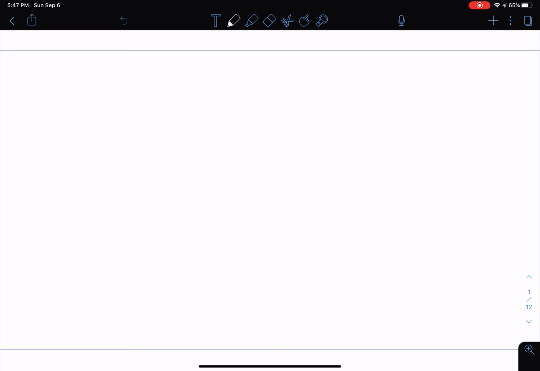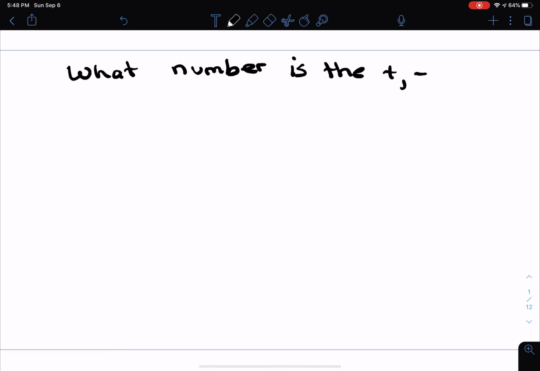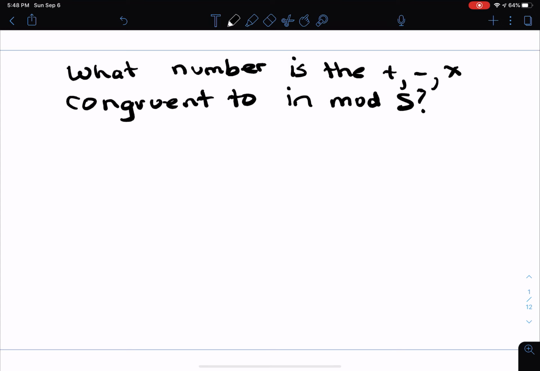In this lesson that I'm looking at, it says determine what number the sum, difference, or product is congruent to in mod 5. So 5 is your modulus, which means you're dividing by 5, and you're trying to figure out what results are going to have the same remainder when you divide by 5.